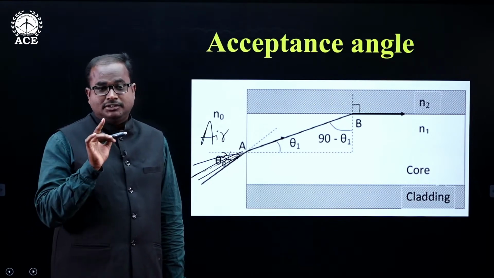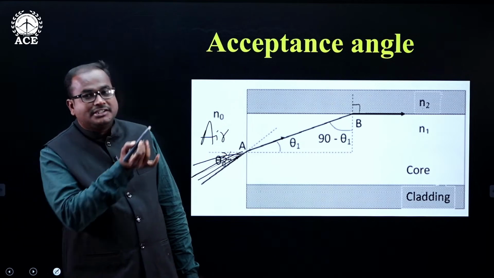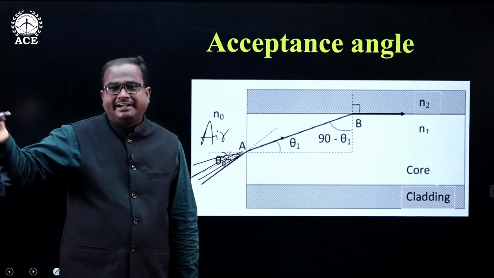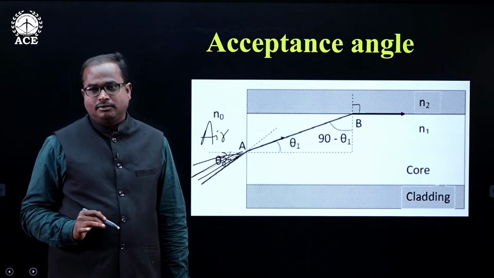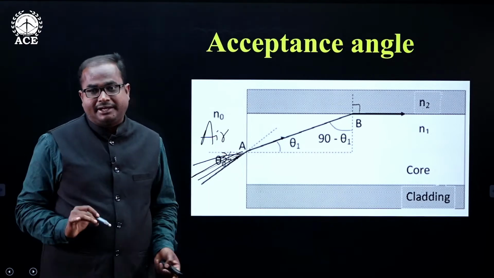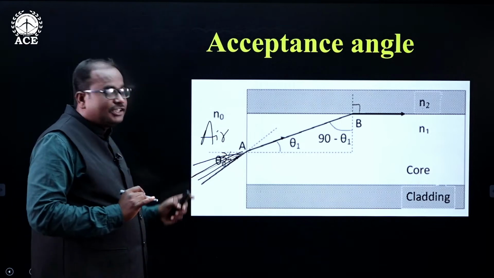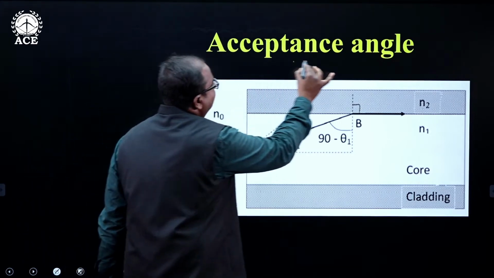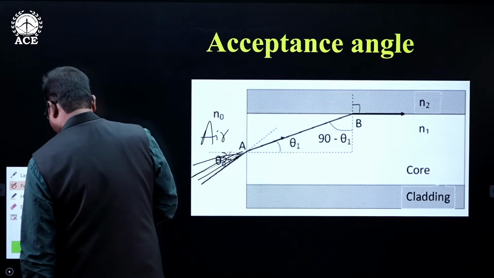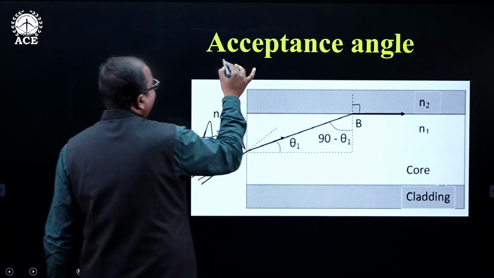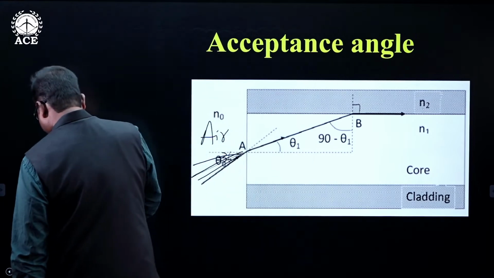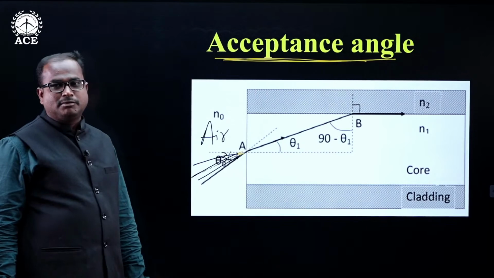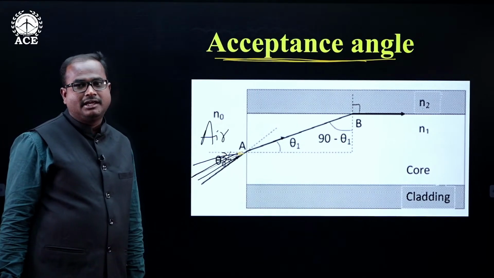Once you launch the light beam below that angle, happily that light ray will be trapped inside the core, and it will not enter into the cladding. So this maximum launching angle is very, very important. That maximum angle we will call the acceptance angle. That maximum angle is known as the acceptance angle.